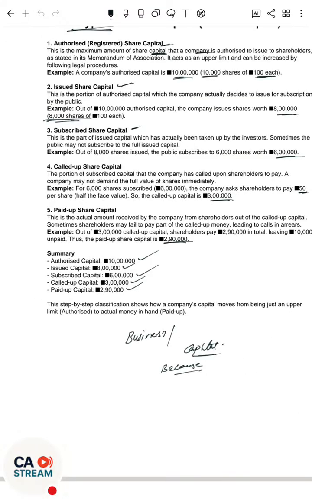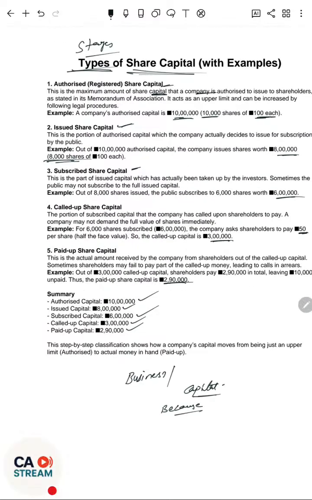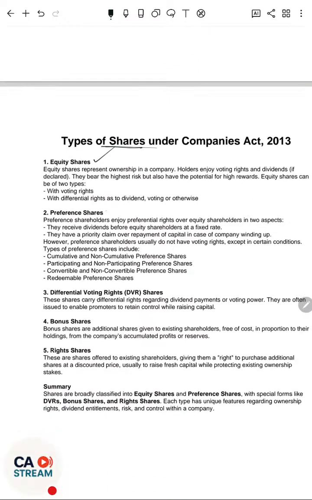Sir, we have already discussed share capital types. Now we are discussing share types. Shares are generally of two types: one is the equity share and the other is the preference share. Is there any doubt? Don't keep silent. Make a comment, ask your doubts in case you have.